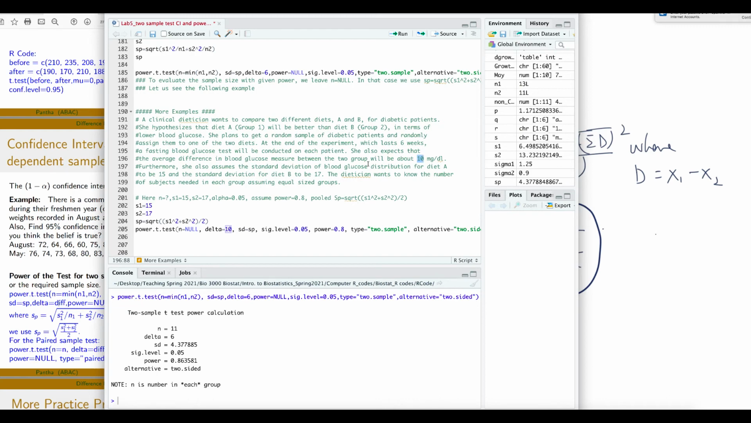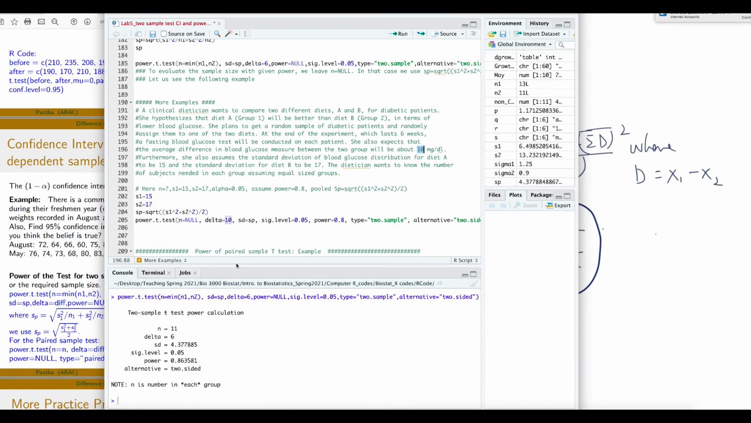We will be testing mu1 minus mu2 equals 0 versus not equal to 0, right? But the true difference is 10. The true difference of the population averages is 10, but we will be testing for 0. What is the difference between the differences? It is 10 actually. That's why we take delta equals 10. Since you were asked to find n, we keep n equal to NULL.